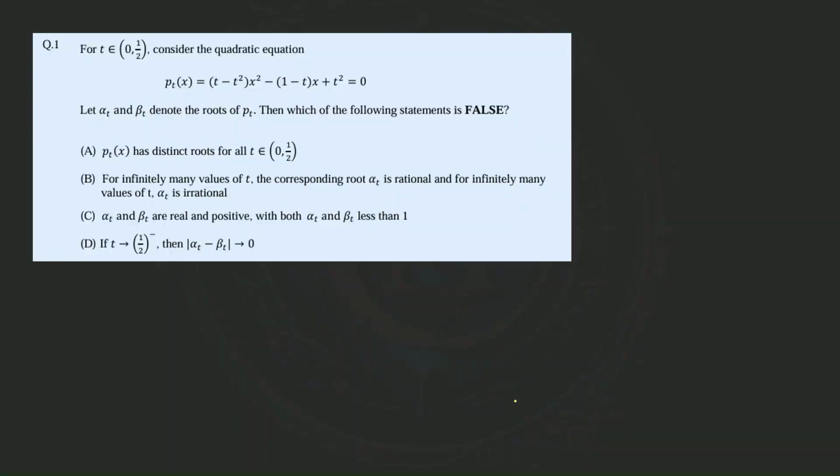Okay. So this is the first problem of this sample paper. It is saying for t belonging to (0, 1/2), consider the quadratic equation P_t(x): (t − t²)x² − (1 − t)x + t² = 0. Okay. So this is the quadratic equation given to us. Let α_t and β_t denote the roots of P_t. Okay. So then we have to determine which of the following statements is false.